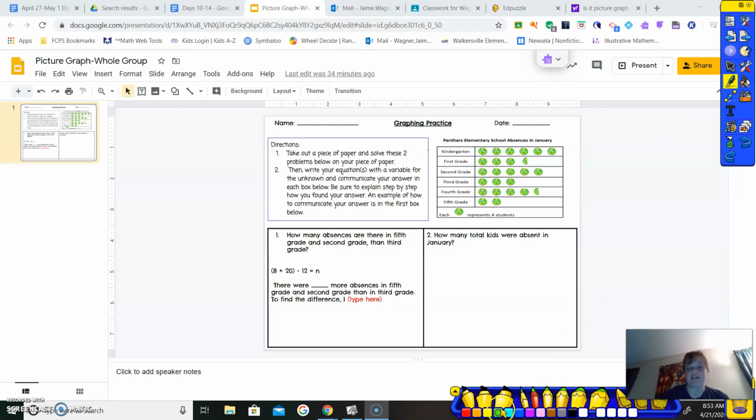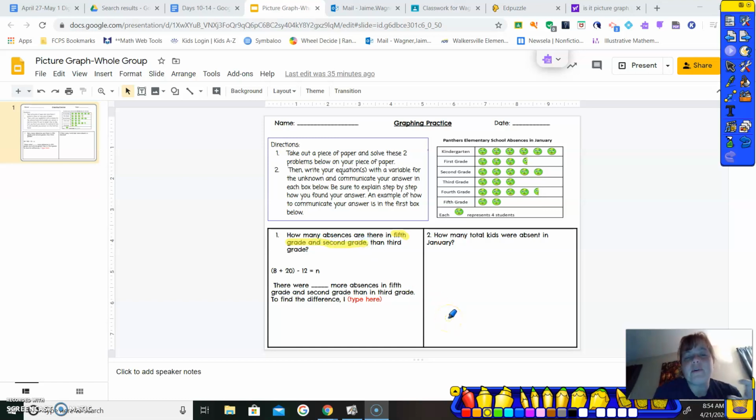So how many absences are there in 5th grade and 2nd grade? Let me see if I can grab this. It says 5th grade and 2nd grade. And you know what? Let me see if I can highlight. I'll try this like a highlighter. 5th grade. Oh, that was huge. Well, that didn't work out very well now, did it? Okay, let me erase that and try again. Let me make my highlighter a little tinier and see if that helps.